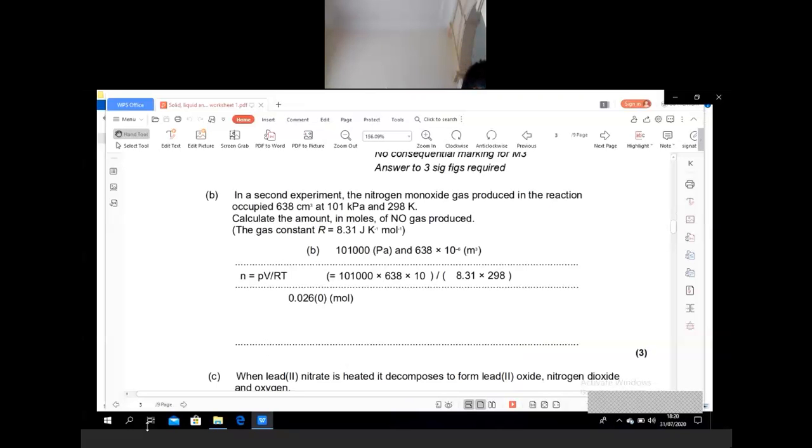In a second experiment, the nitrogen monoxide gas produced in this reaction occupied this volume, this pressure, and this temperature. We have to find the mole, so we have to use PV equals nRT. In order to find n, it is P times V divided by R times T. So using this formula, we get 0.026 mole of nitrogen monoxide.